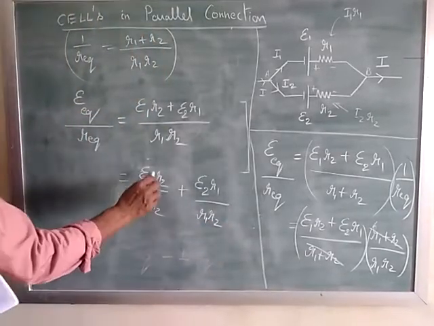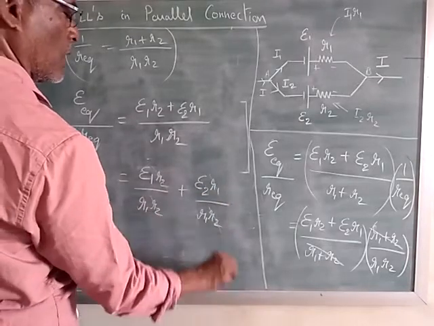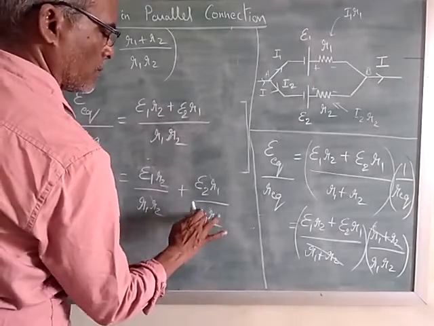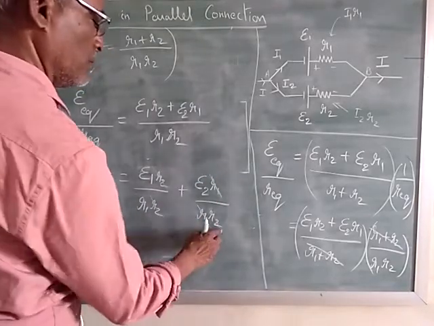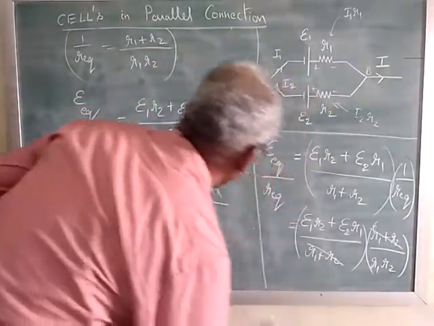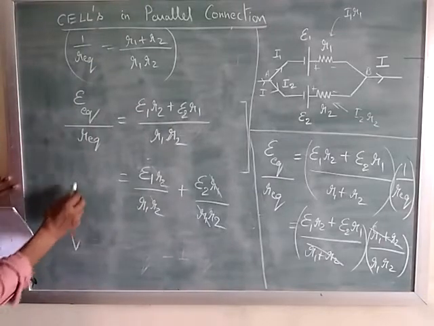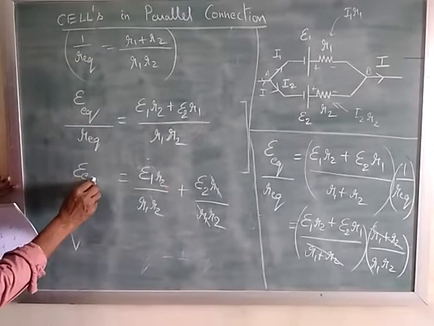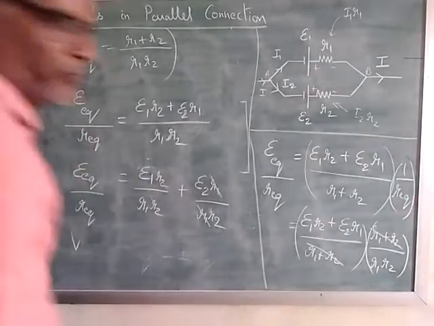So what happens? This R2 gets cancelled. R1, sorry, R1 and this R1 gets cancelled. Okay. So this is what E equivalent by R equivalent.